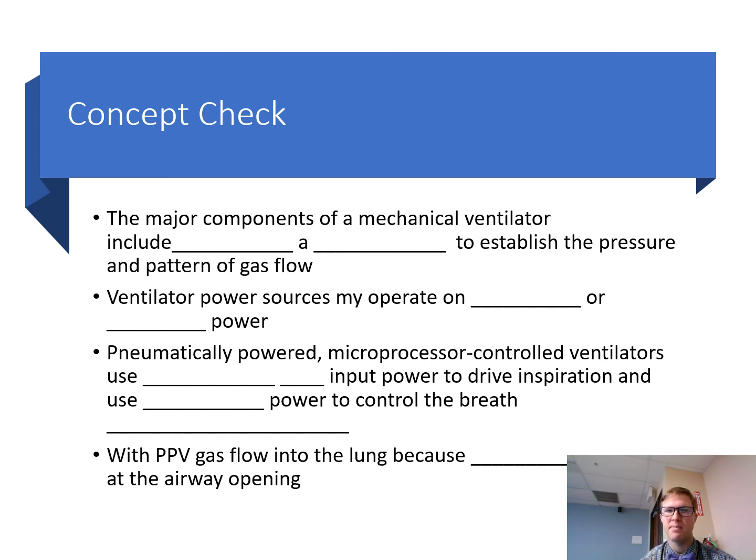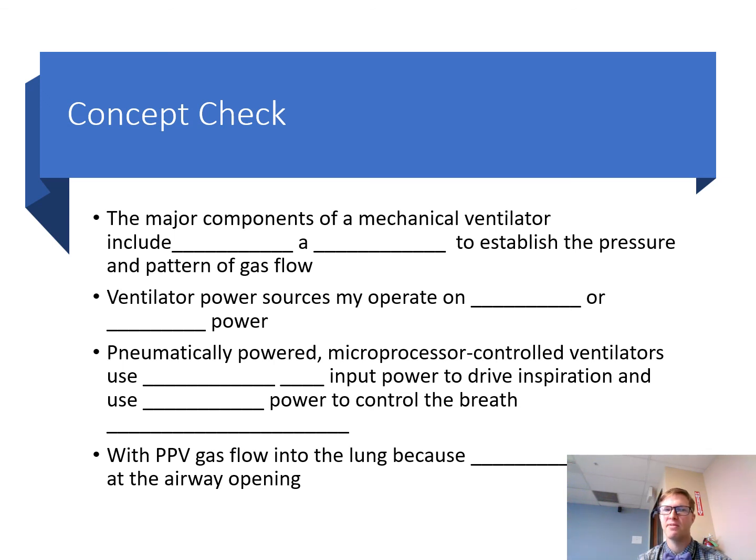Ventilator power sources operate on electrical or pneumatic power. Electrically powered ventilators may rely on an AC wall outlet or a DC source, like a battery, especially for spinal cord injury patients that are ventilator dependent. They might obviously have a battery backup when they're in their wheelchairs going around, right? But pneumatically powered ventilators are classified as pneumatic ventilators or fluidic ventilators.